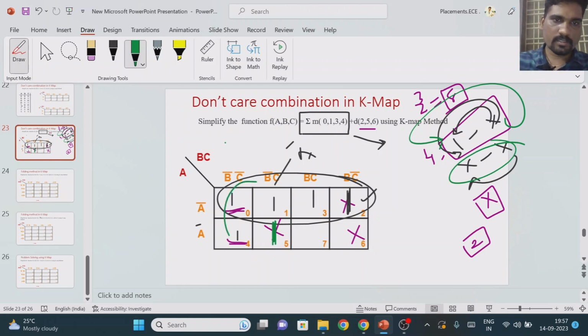Now what is the grouping, guys? This is the grouping. Now what is the answer? A bar gets cancelled. Here what is the answer? B bar. B bar means C bar gets cancelled, so the answer is B bar, right? So finally we got the 2 product terms.